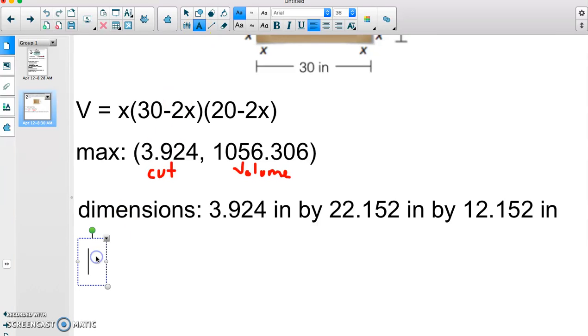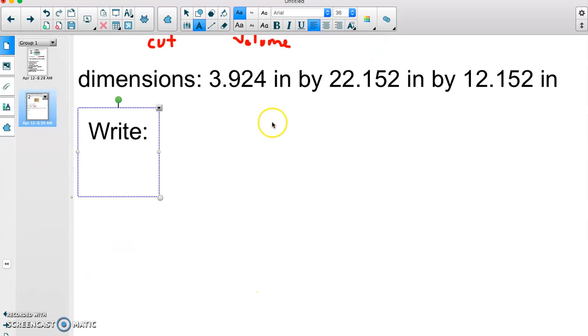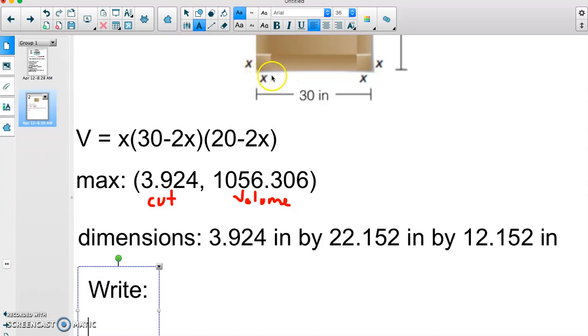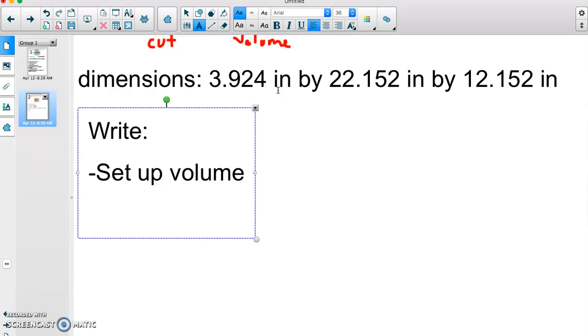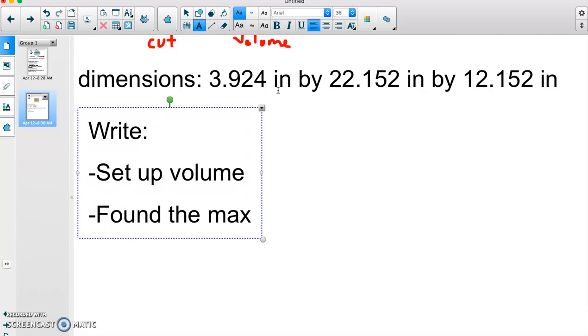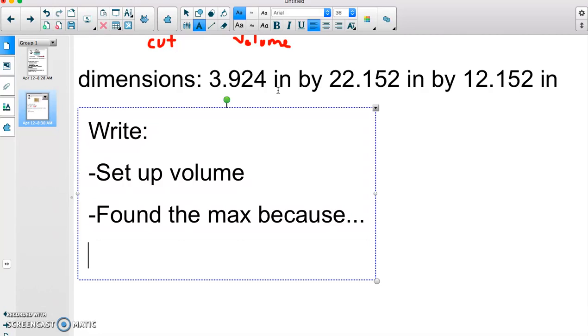So again, I'm just going to do things we want to make sure we include. It's similar because the problems are very similar. We just have to address that idea of that x being the cut versus one of the lengths, like it was in the last rectangular prism. Okay, so in my write-up, I want to talk about how I set up the volume. I want to set up that I found the max because, and that's where you would fill it in. Why did I need to find that maximum? And also, what does the max represent?